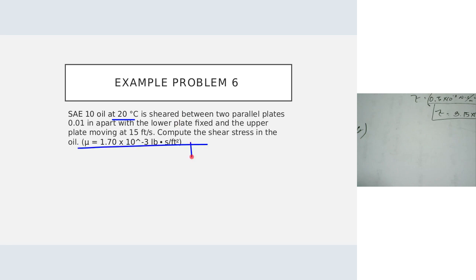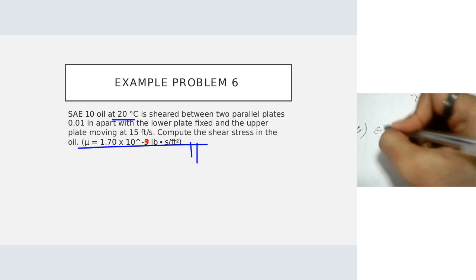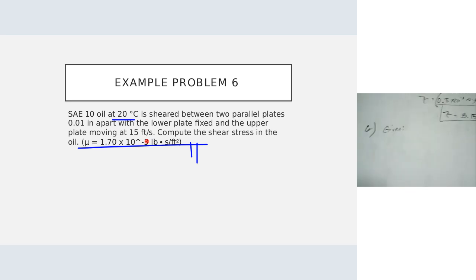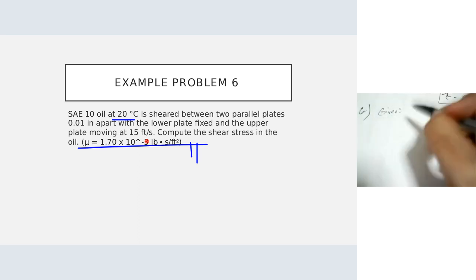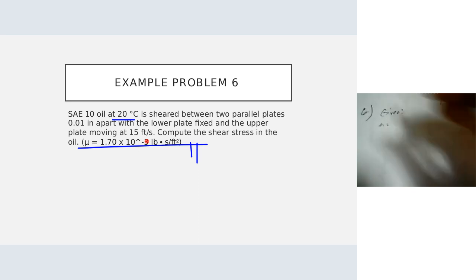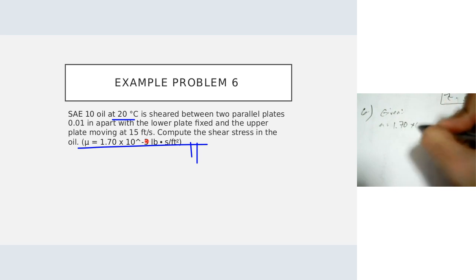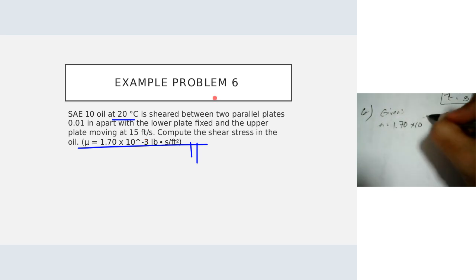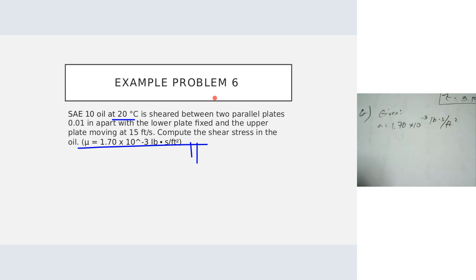We are also given the viscosity of the SAE10 oil. We have the viscosity 1.7 times 10 raised to negative 3 pound second over feet squared.